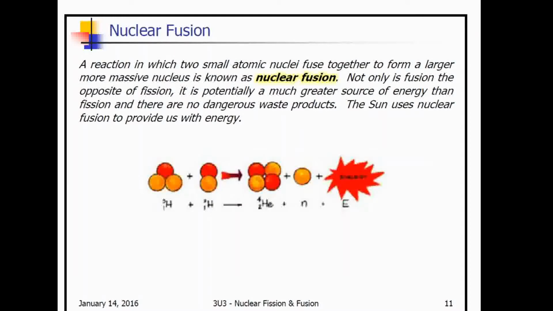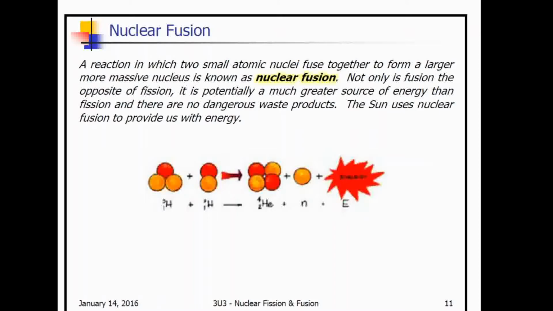Next it says here, a reaction in which two small atomic nuclei fuse together to form a more massive nucleus is known as nuclear fusion. The example given here is hydrogen-3 and hydrogen-2 being moved so close together that they fuse into one atom, which becomes helium. Another neutron is left behind and energy is given off. This is the energy that powers the sun, which is our nuclear fusion reactor in the sky.